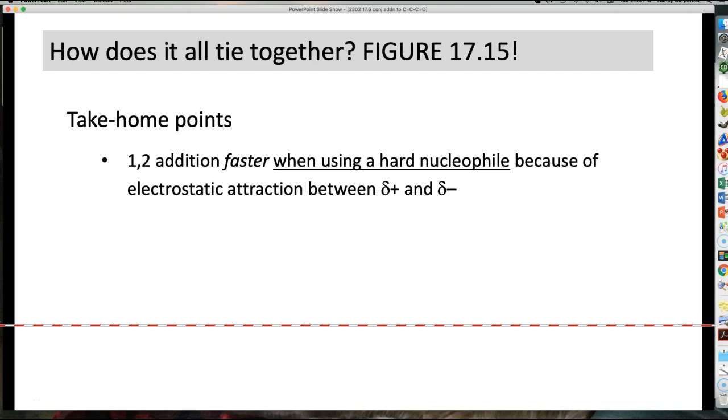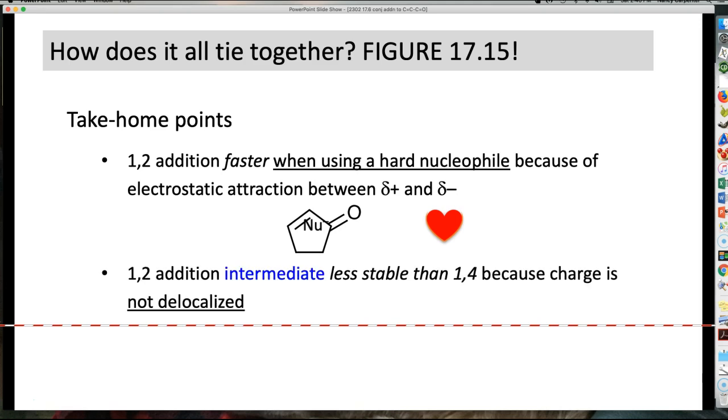1,2 addition is fast. It's faster than anything else, especially when you're using a hard nucleophile. Why? Because hard nucleophiles have a hard charge, and we know where the hard positive is. We've got a hard negative. They're going to be attracted to each other and lickety-split bond. All right, so kinetically speaking, 1,2 addition is going to go faster when you're using a hard nucleophile. Okay, I can buy that.